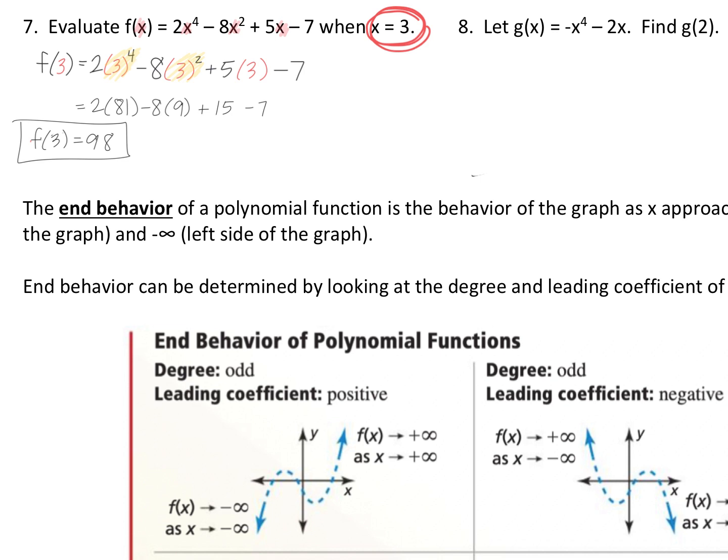We've done this before. Number 8, find g of 2. This one's a little bit tricky because you need to make sure when you're plugging it in, there's a negative in front of the x to the 4th. So it's negative and then parentheses raised to the 4th. The negative does not go in the parentheses. You can't forget about it though. And then minus 2 times 2.